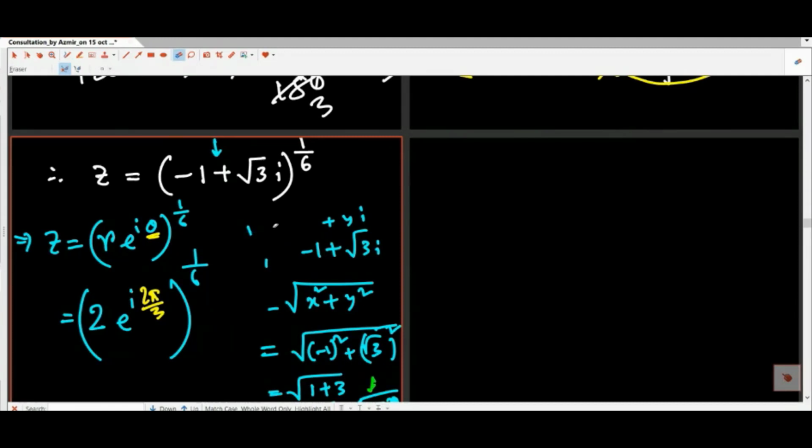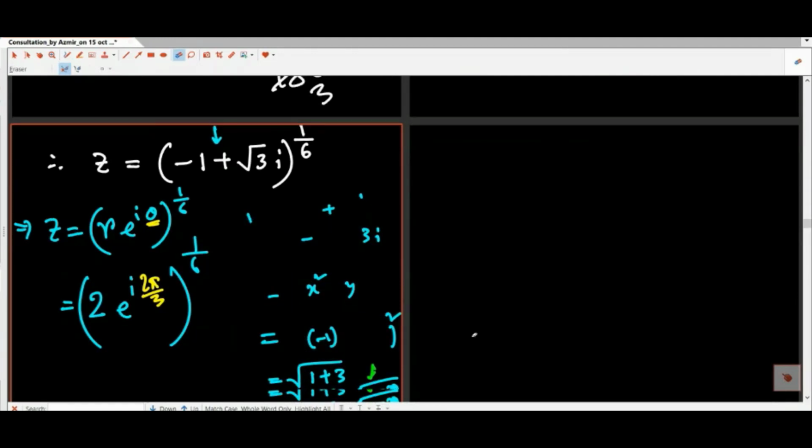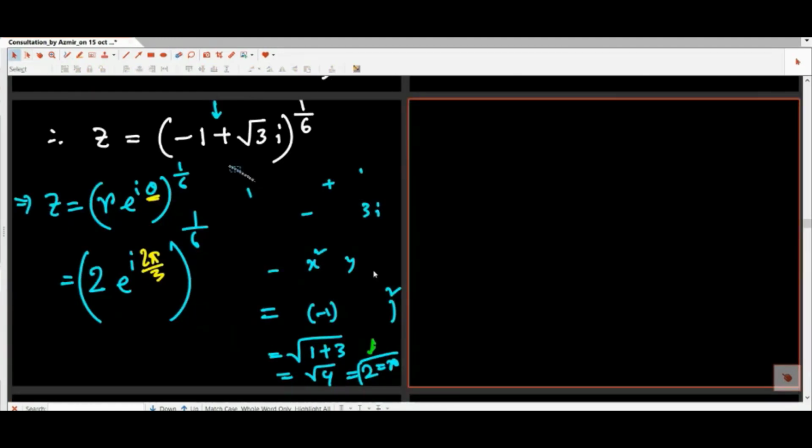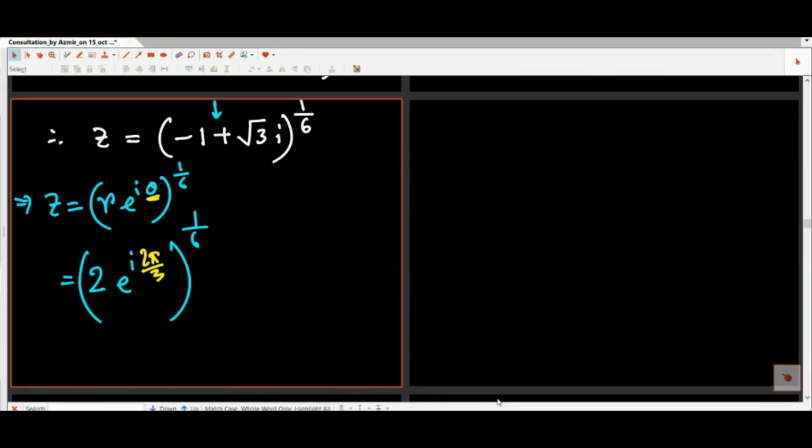Now to have all the solutions, already we have found one solution. We have z, z equals something. But the problem is, if we keep our solution like that, that is, we have found our solution z.